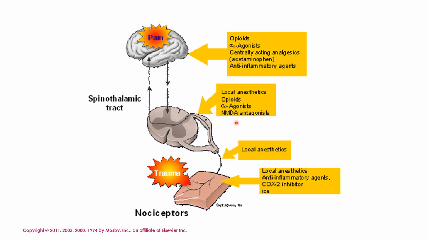So, of course, the NMDA antagonists, such as ketamine and other drugs, will act by blocking, for example, the NMDA receptors at this particular level. At the level of the CNS of the brain, we have the opioids, alpha-2 agonists, centrally acting analgesics, for example, acetaminophen or paracetamol, and other anti-inflammatory agents.